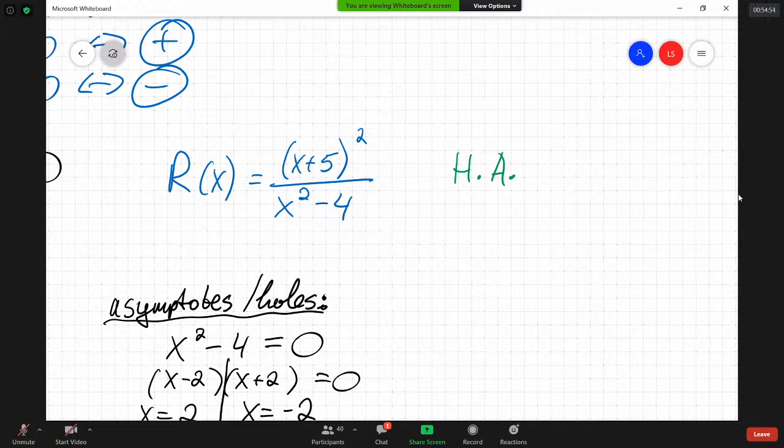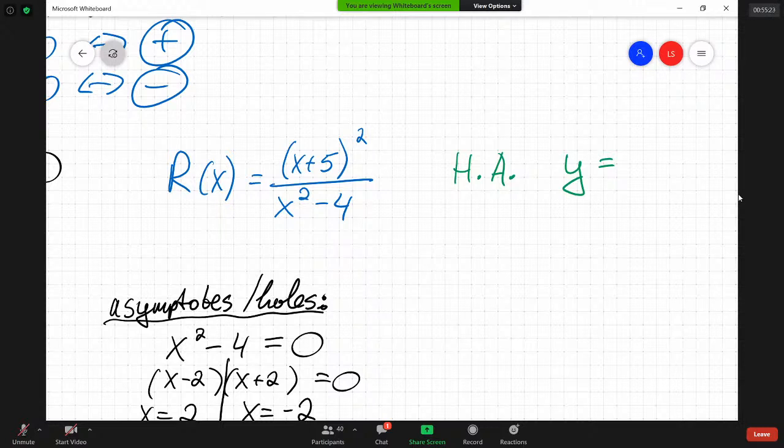What do you guys remember from Tuesday's lesson? You'd have to compare the degrees and then come to a conclusion, maybe do long division, maybe not. So what would be the x-intercept here? I mean the y, the horizontal asymptote. It'll be the leading coefficients divided by each other. Yeah, it would be the ratio of leading coefficients because they're the same degree.